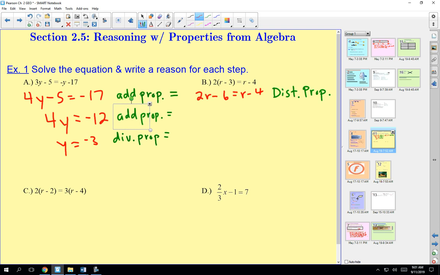So I might go with the subtraction property of equality. I'd have r minus 6 equals negative 4, and we would say that is subtraction property of equality. And then the next step, I would probably add the 6 over, so we have r equals 2, and that would be addition property of equality.